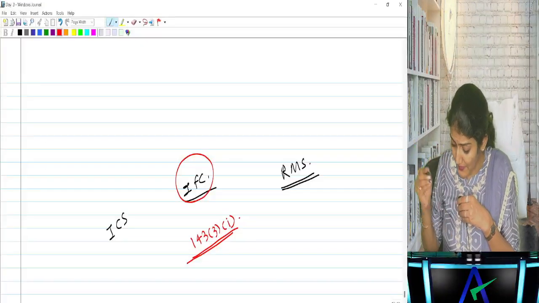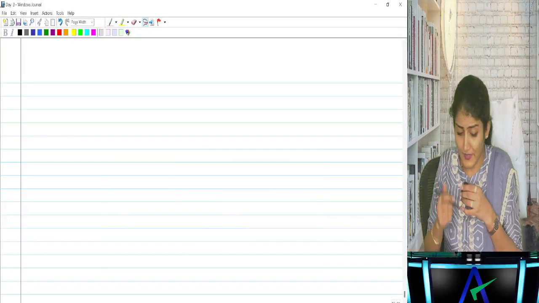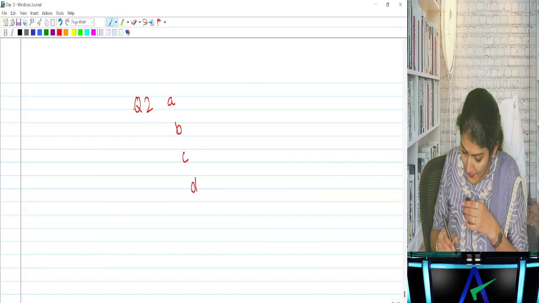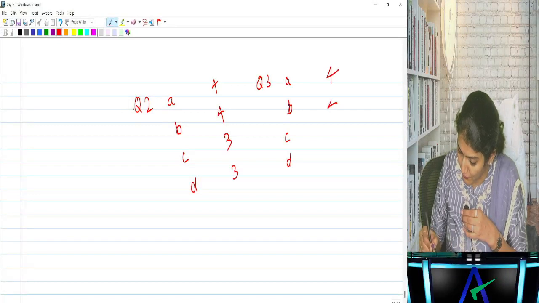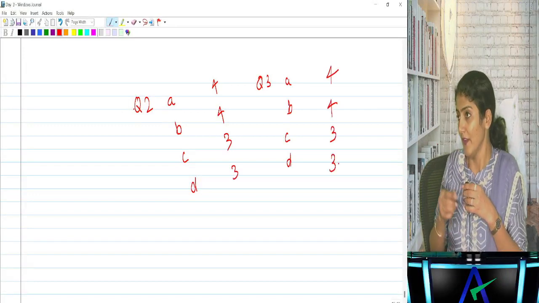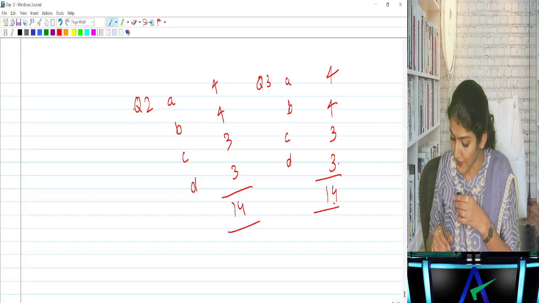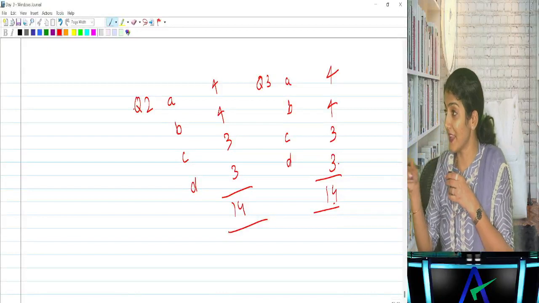And did you see the trend of the questions nowadays? They are asking 3 mark questions. Why are they asking 3 mark questions? Because question number 2 has A, B, C, D. Question number 3, again A, B, C, D. And how is that A, B, C, D? 4, 4, 3, 3, 4, 4, 3, 3. So 8, 9, 10, 11, 12, 13, 14. So 14 marks each question. But in each question we also have four parts, and that is why.